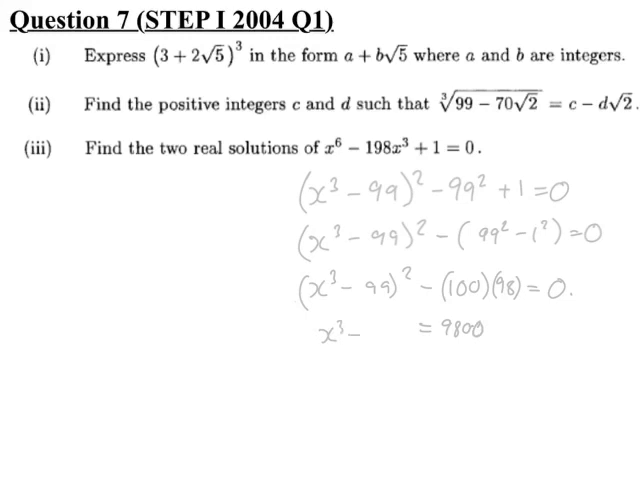Okay, so if we multiply those together, we get 9800. If we square root both sides, well, I can see a 49 in there, which is going to square root to make 7, and also 100. So it's going to come out as 70 root 2, plus or minus 70 root 2. So x cubed equals 90 plus or minus 70 root 2.